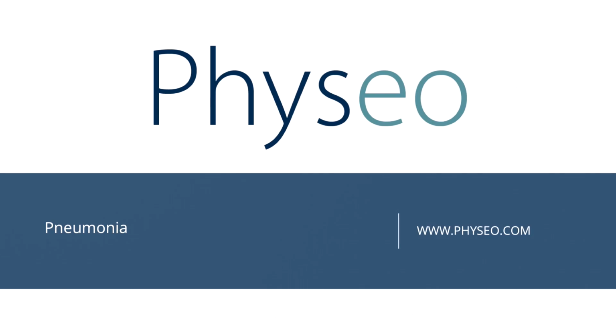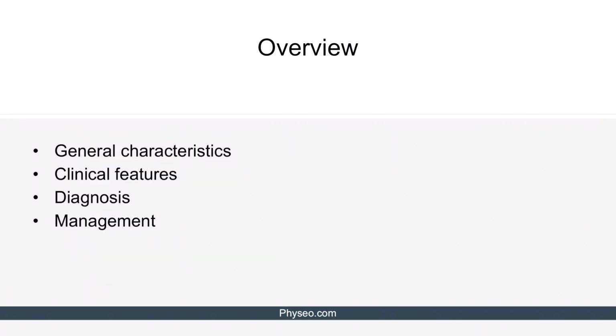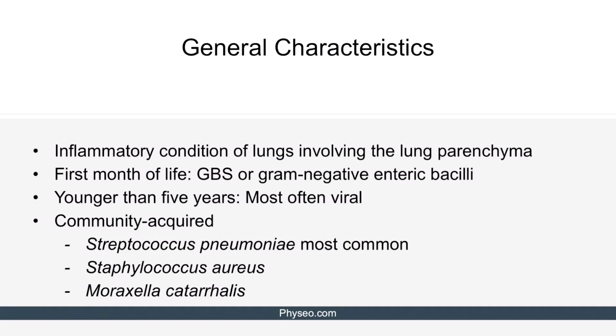Let's get started. Here is our overview slide. Let's begin by discussing some general characteristics. Pneumonia is broadly defined as an inflammatory condition of the lungs that involves the lung parenchyma.